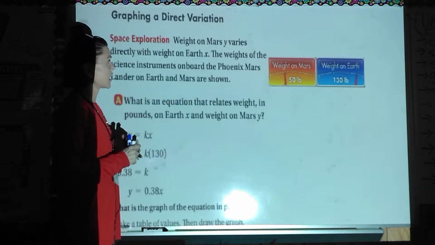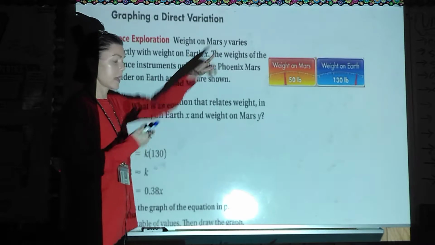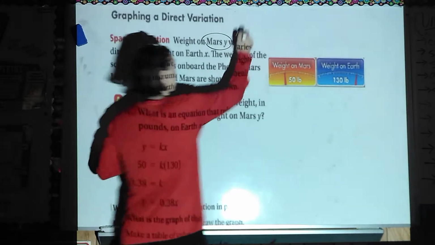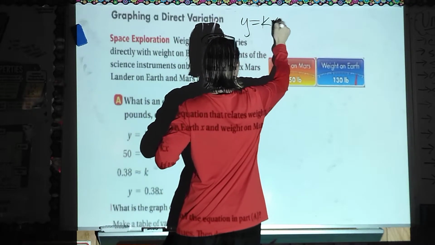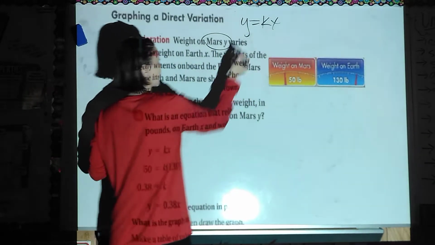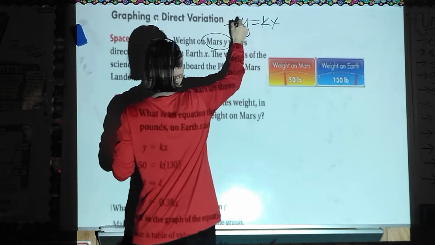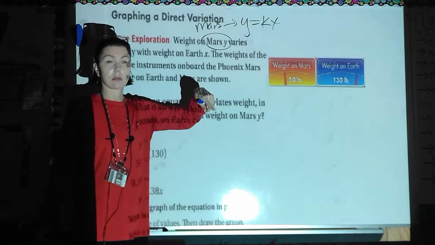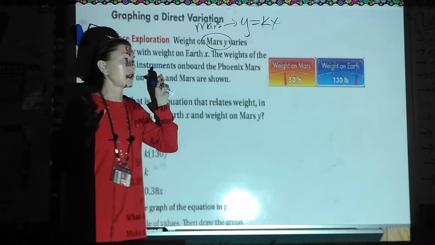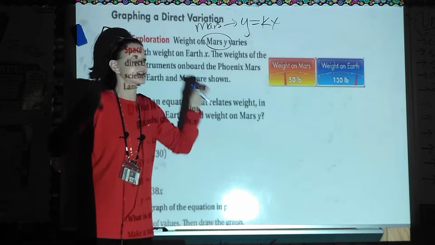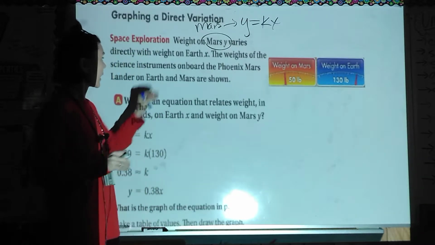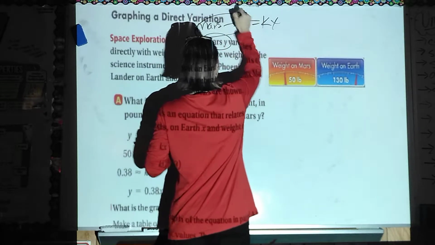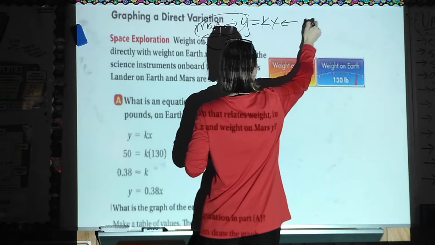So it says weight on Mars y. They're telling you that Mars is the variable y, so let's write y equals kx. Weight on Mars y varies directly. It's telling you it's a direct variation, with the weight on Earth x. So Mars is y, x is the Earth.